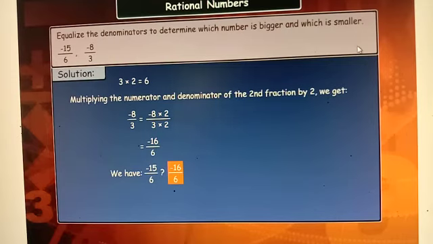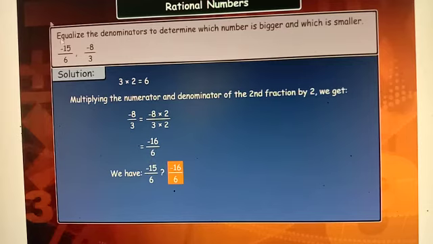Equalize the denominators to determine which number is bigger and which number is smaller. We have to equalize the denominators. Here you can see the denominators are different. Here it is 6 and there it is 3. Now I have to equalize these denominators. If I multiply this 3 by 2, we get 6. Therefore, multiplying the numerator and denominator of the second fraction by 2, we get minus 8 upon 3 equals minus 8 into 2 upon 3 into 2. That is minus 16 upon 6.